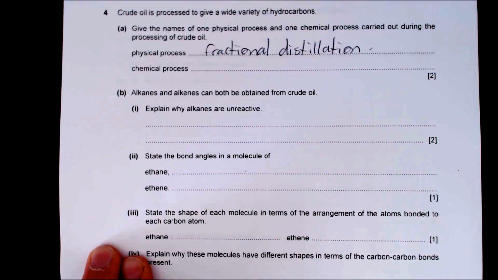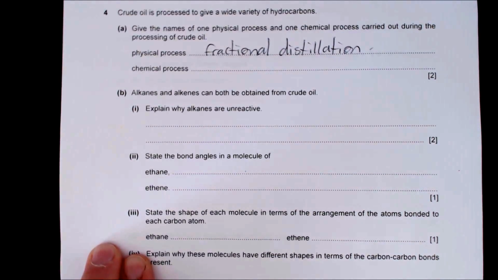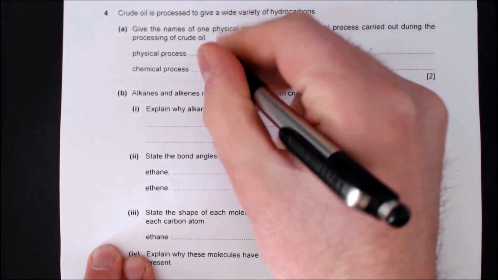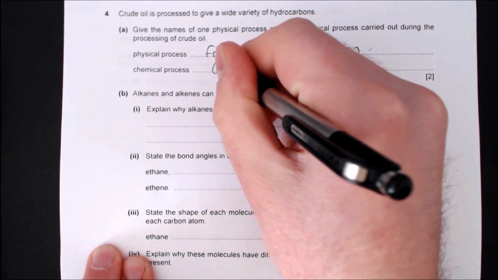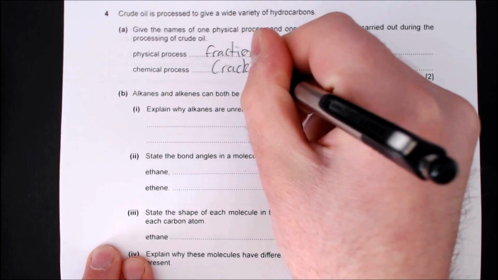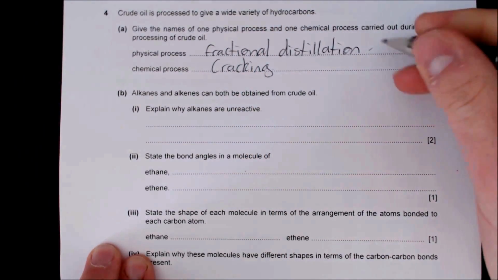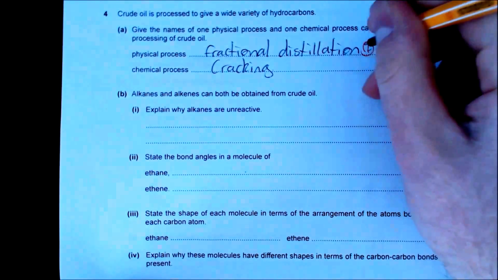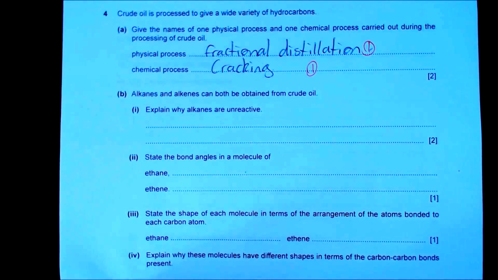Right. And the chemical process is obviously to do with breaking and making bonds. In this case, it is going to be cracking. So you can crack longer hydrocarbon chains to shorter ones. So put cracking. Brilliant. Okay, so we get 2 marks for that. Obviously, you can probably see where the marks come from. I'll mark them up. You get 1 for that one and 1 for that one as well. Okay, right, on to B.